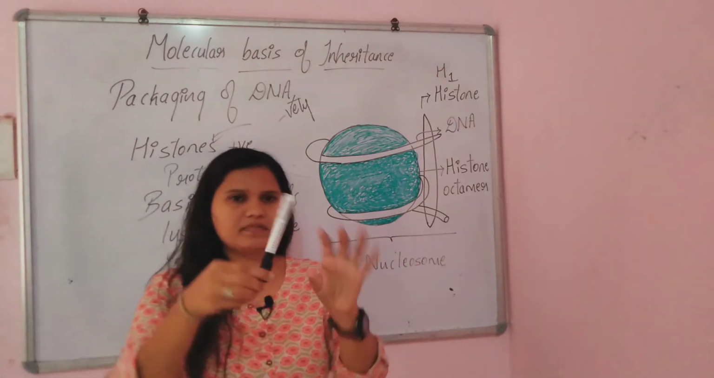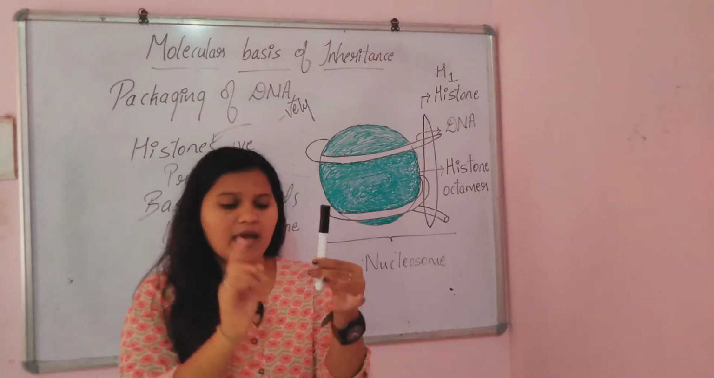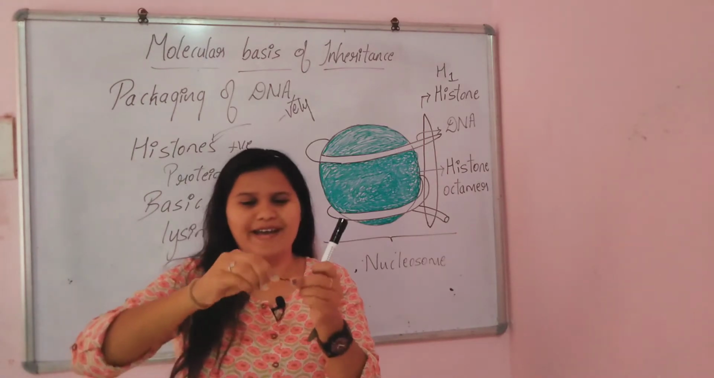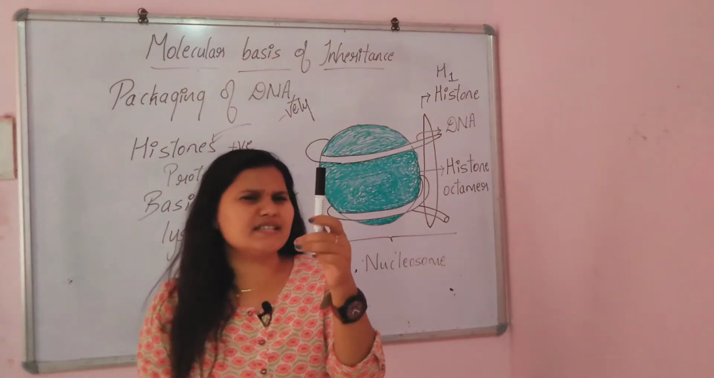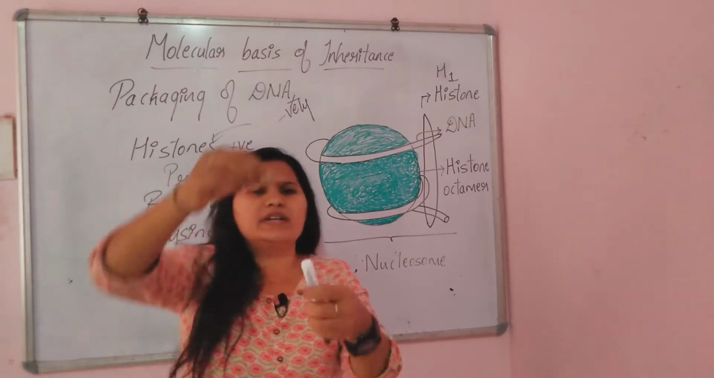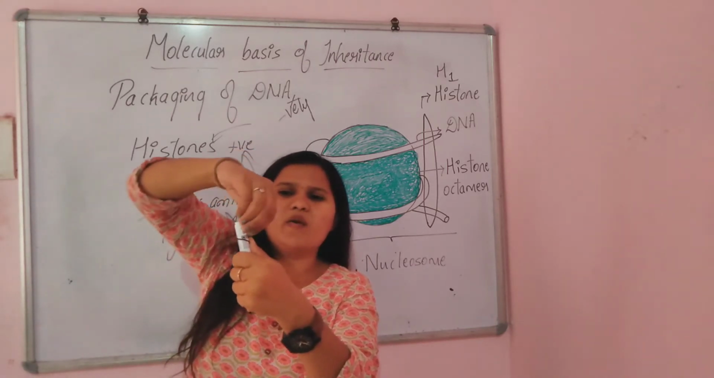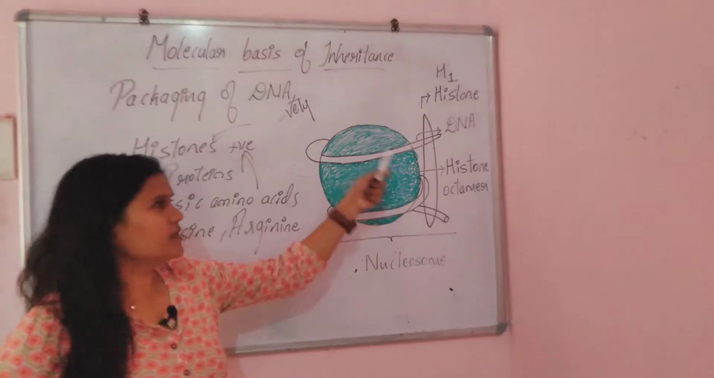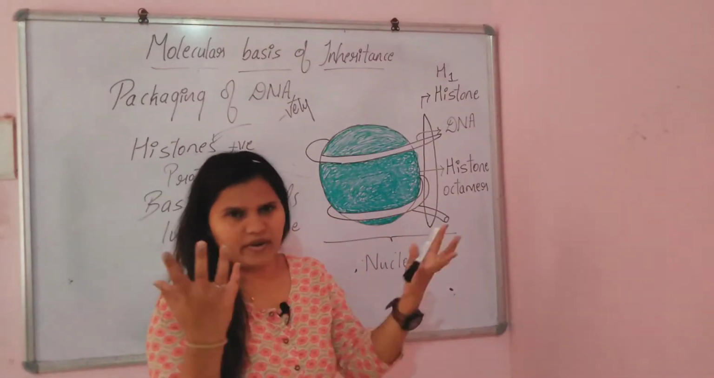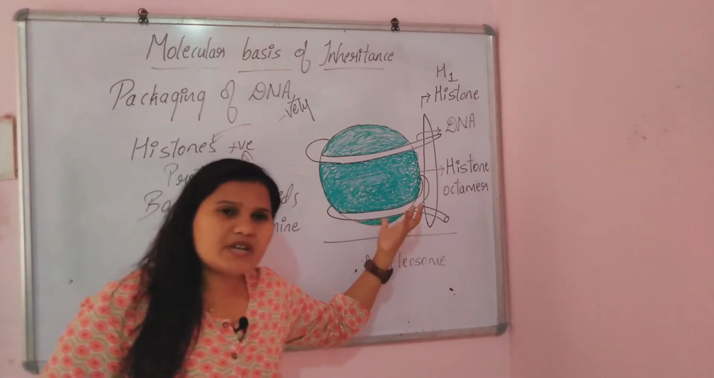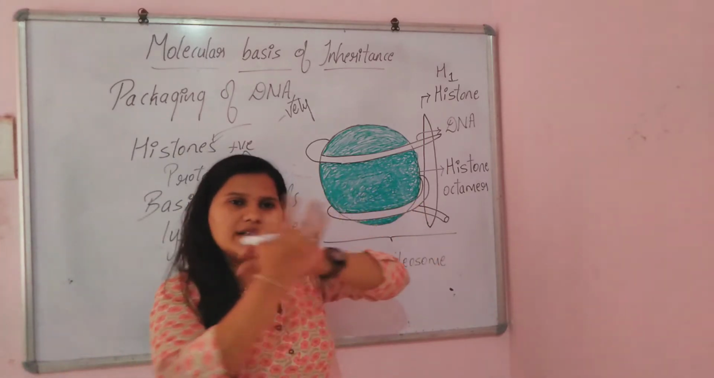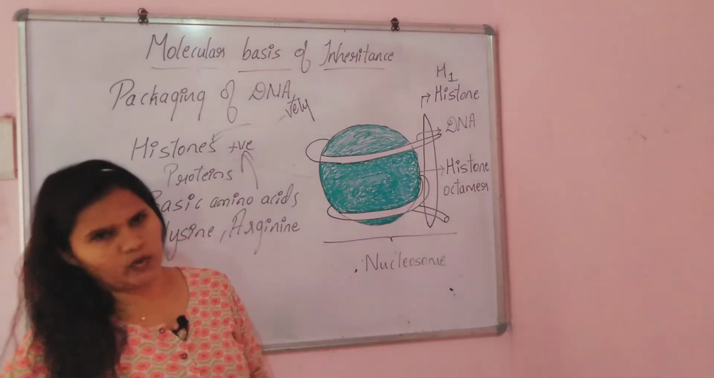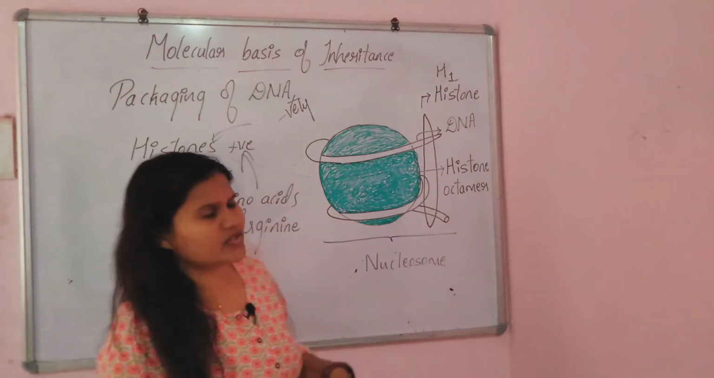For example, think this is the histone, and this is the DNA. The DNA will be wrapping around this like this. In the same way here, around this histone protein, the DNA is wrapped. So the positively charged histone and the negatively charged DNA are combined because the DNA is wrapped around the histone protein.